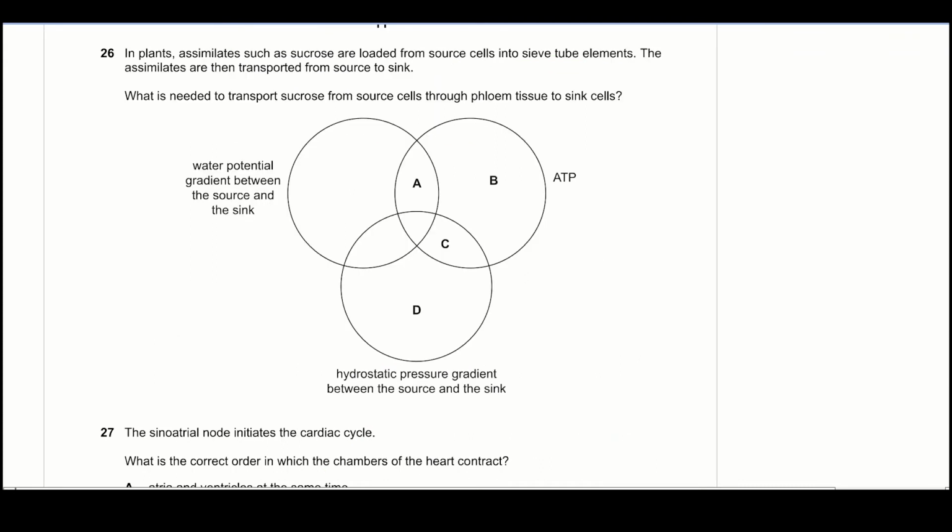6. Plant assimilates such as sucrose are loaded from source cells into sieve tube elements. The assimilates are then transported from source to sink. What is needed to transport sucrose from source cells through the phloem tissue to sink cells? So let's start with water potential gradient. This is incorrect because sucrose is transported by the difference in hydrostatic pressure.